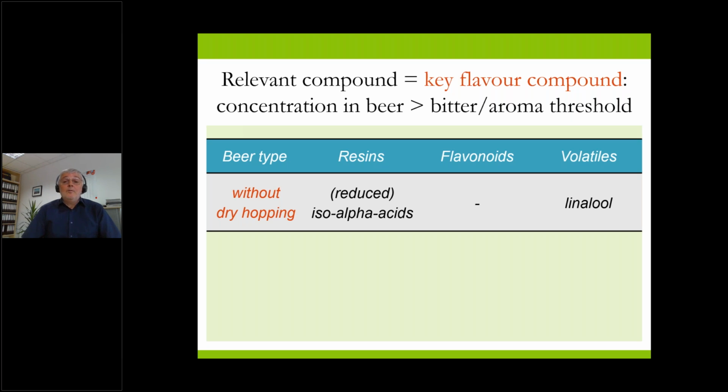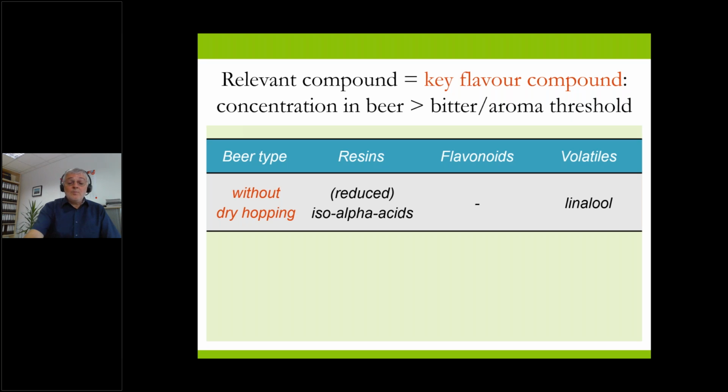And when we look at the 2 beer types, beer without dry hopping, you see a very limited number of key flavor compounds. With regard to the bitterness, we have the resins, but only the iso-alpha acids or their reduced form, respectively. And with regard to the volatiles, we have linalool.